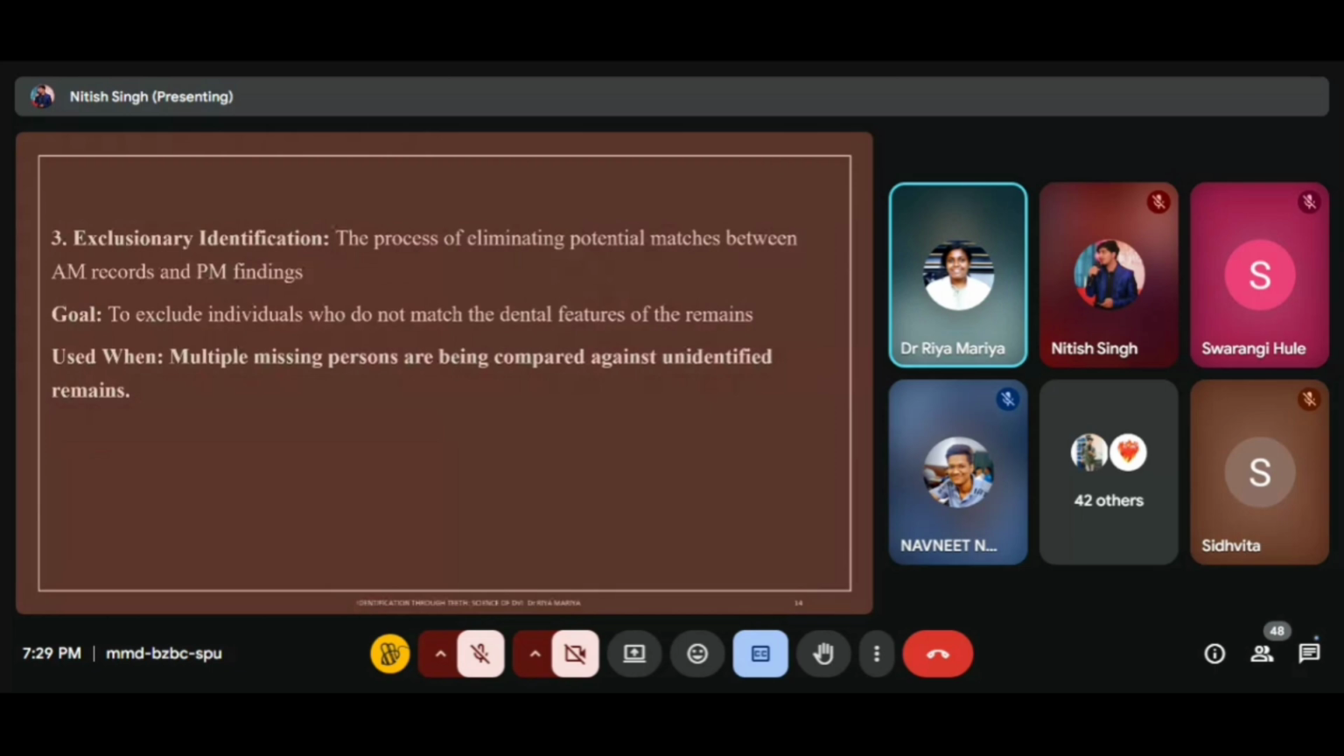Okay, change. The last one is exclusionary identification. It helps to exclude. For example, we get one remain or one piece of evidence from a place, and there are multiple missing persons on our list. So we have to exclude; as much as possible we do the elimination. This is the process of eliminating potential matches between these findings. Change.